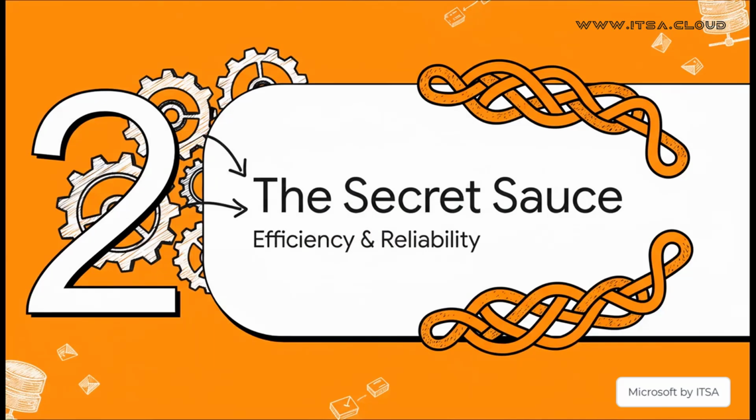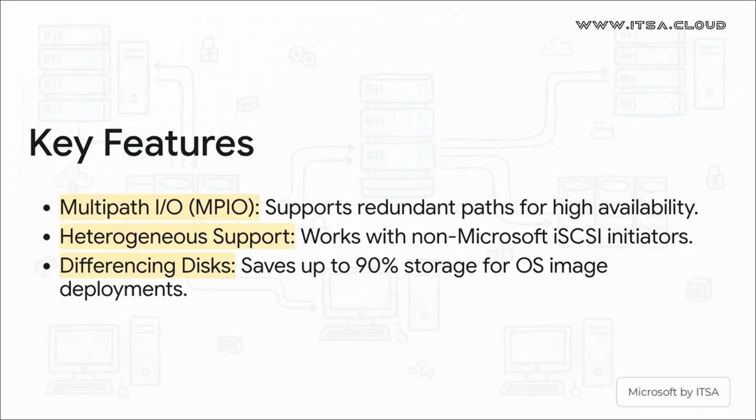Now, these use cases are amazing, but you might be wondering, how is it so good at this? How is it so efficient and reliable? Well, that all comes down to the secret sauce. A few key features that are built right in. So let's look at what makes this thing tick. First, you've got Multipath I/O, or MPIO. This is huge for reliability. It lets you create redundant network paths to the storage, so if a switch dies or a cable gets unplugged, no problem, your systems stay online.